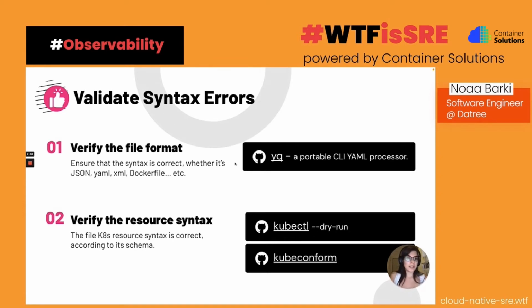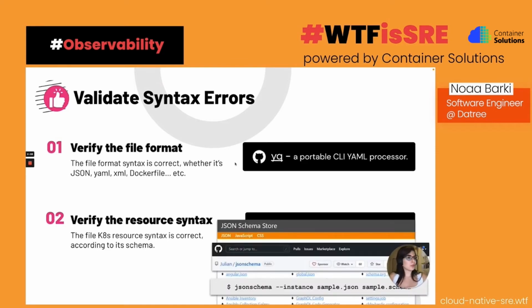It's great. Another way to do it, if you're one of the developers that prefer the in-house solution, is to use the JSON schema store, which is basically a hub where people can upload all kinds of schema validators for all kinds of technologies. And together with a JSON schema package, you can validate every configuration file that you have. So it's pretty powerful. And that's it. This is basically all about validating syntax errors.